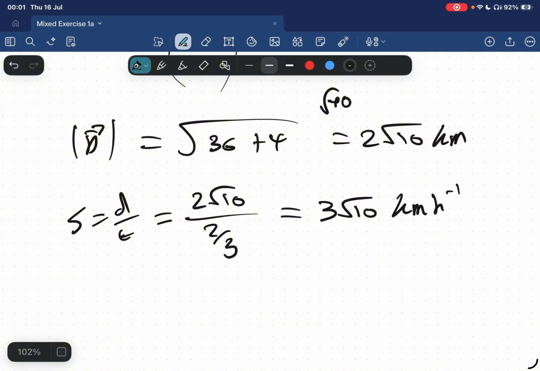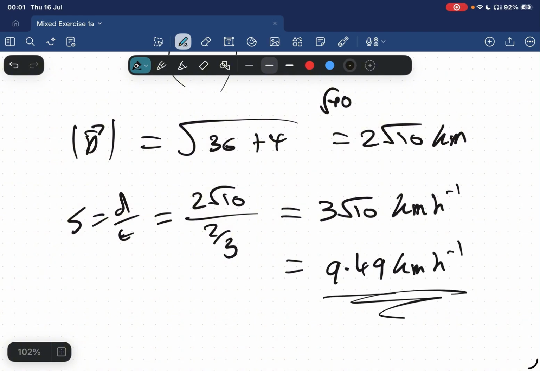As this is physics, we don't want to leave it as a surd. Instead, I'm going to put that in my calculator, and I'm going to get the answer in kilometers per hour. And that is your final answer.